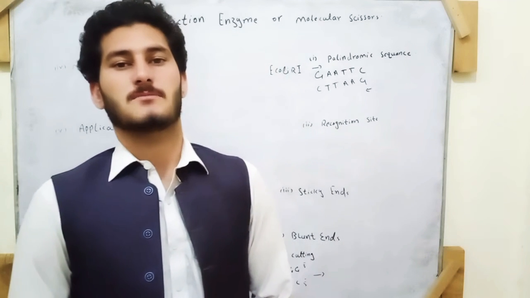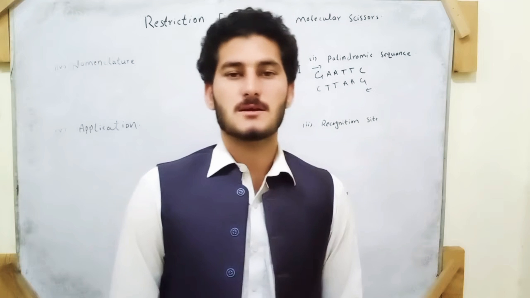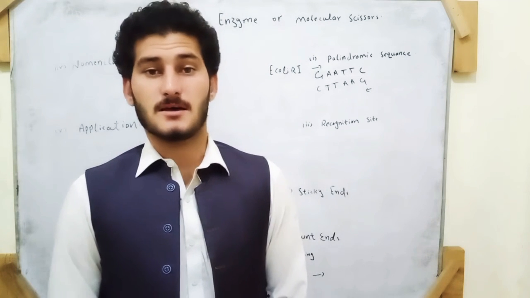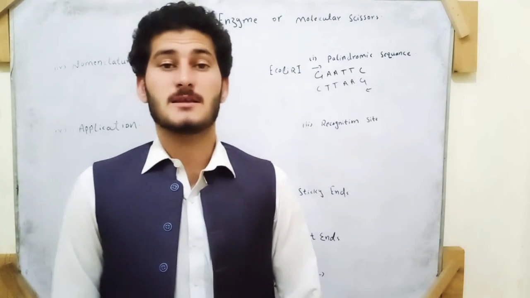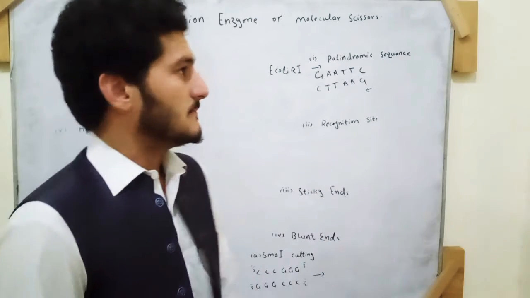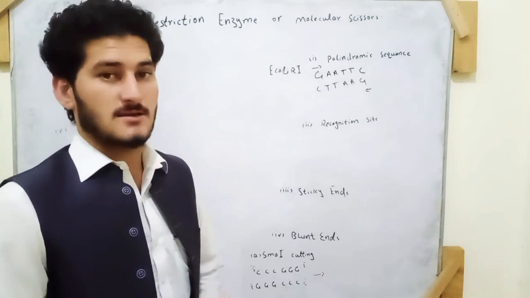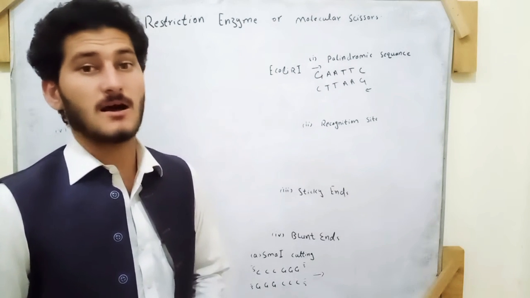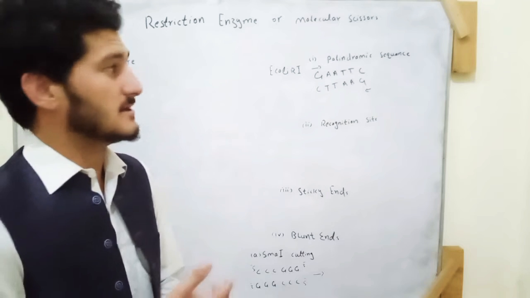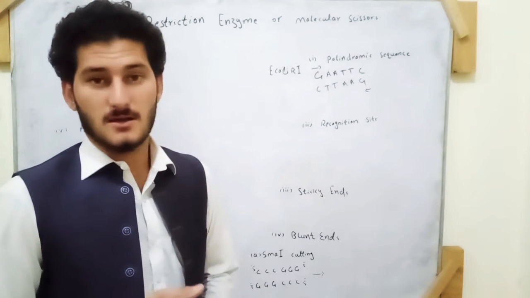Today we will discuss restriction enzymes. Restriction enzymes are basically enzymes which can cut the DNA molecule into small fragments. Restriction enzymes are also known as molecular scissors because they act like scissors. They cut the DNA into different types of fragments.